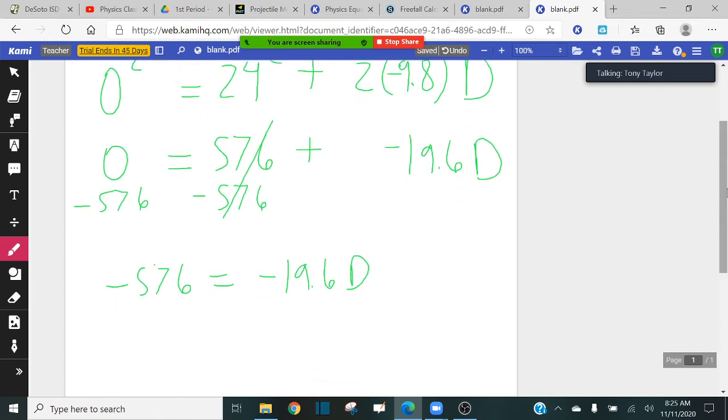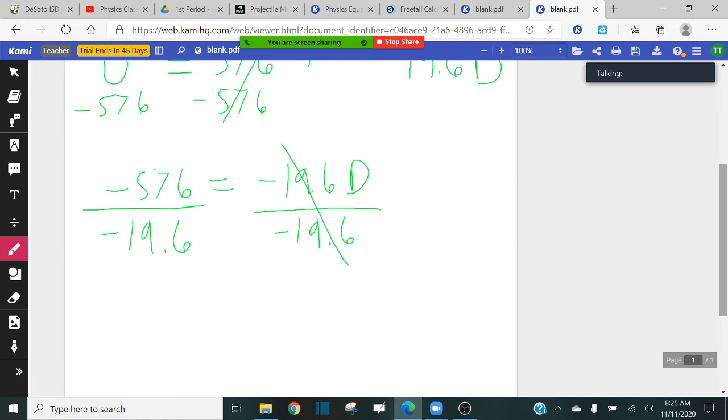So you guys tell me, what is my final step? How do I solve for the displacement? How do I get D by itself? I divide by 19.6. That goes away. Whatever I do to one side, I have to do to the other. So guys, go ahead and do the math there, and then that should be your answer.